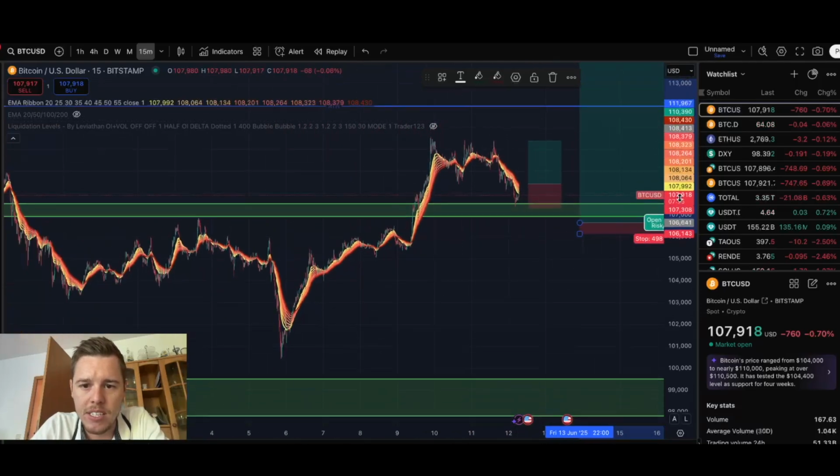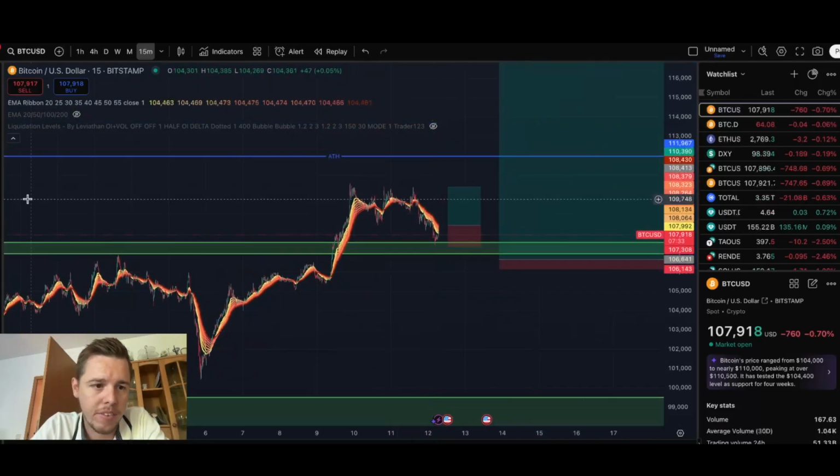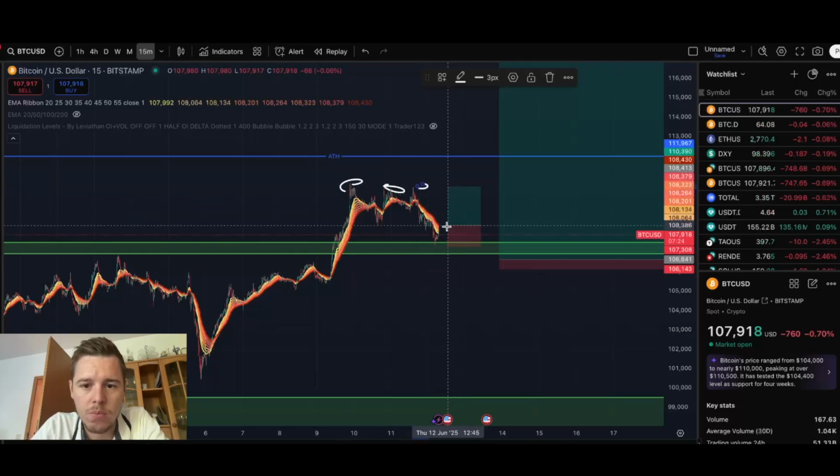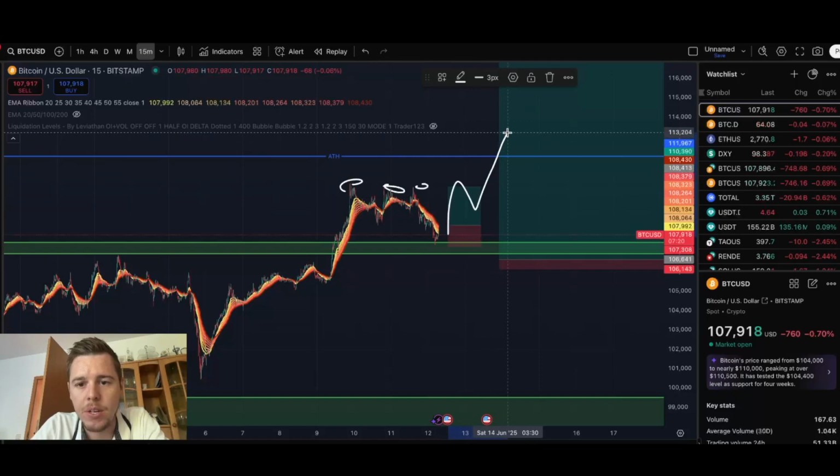There we have seen in the last day that we have massive resistance over there. So we have one retest, second one, third one. So expect also here a small rejection, maybe a retest again, and then we can see higher levels for Bitcoin.